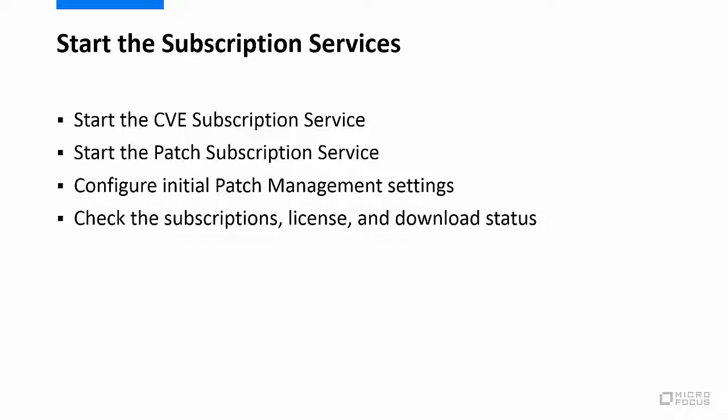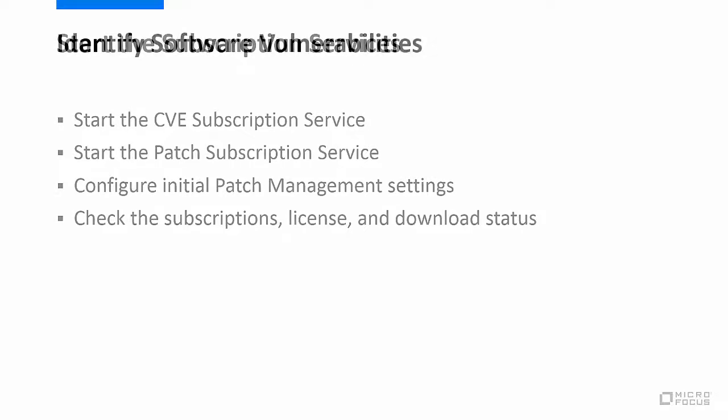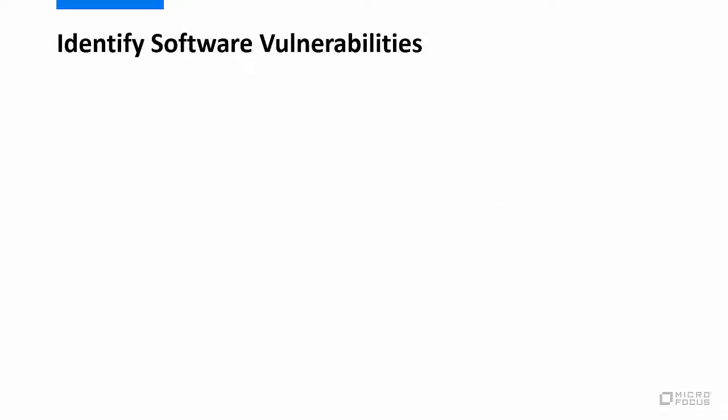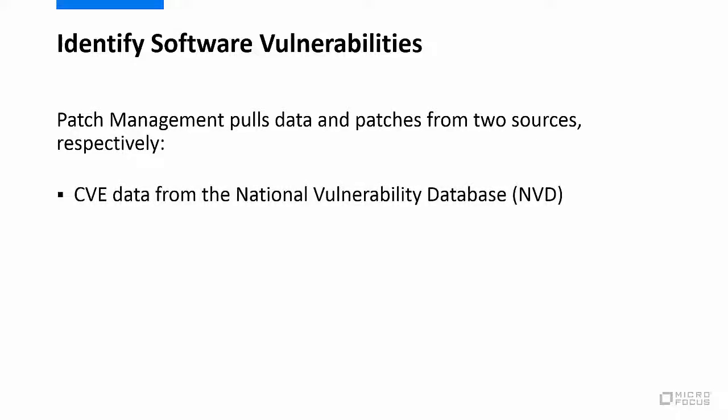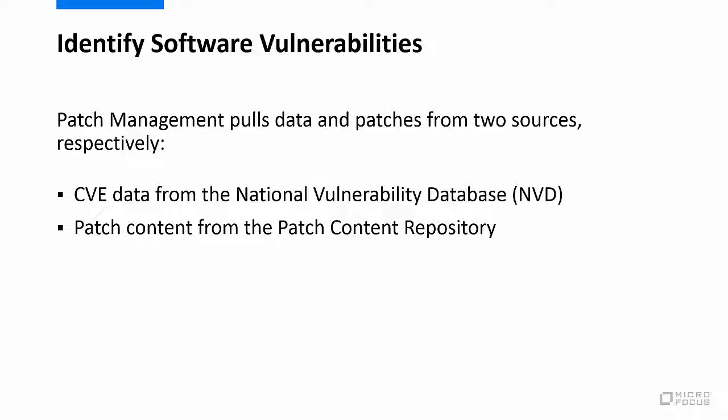Before we get started with the demonstration, it might help to briefly explain how patch management mitigates vulnerabilities. ZENworks pulls data from two sources to identify software vulnerabilities. These sources include CVE, or Common Vulnerabilities and Exposures data, from the National Vulnerability Database, and patches, from a patch content repository. That data is used to map CVEs with patches to determine which devices are vulnerable based on required patches.